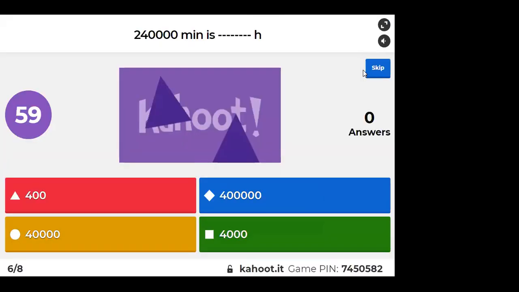2,40,000 minutes is dash hours. It is conversion of minutes into hours. No issues, Canada. Try to reconnect or message in the chat box. The game pin is at the bottom of the screen.